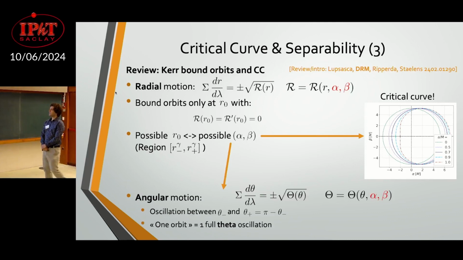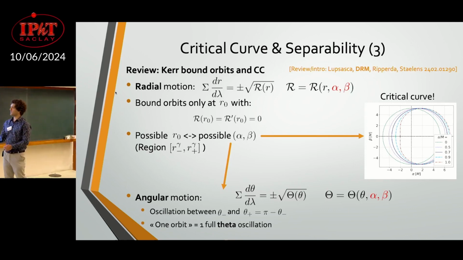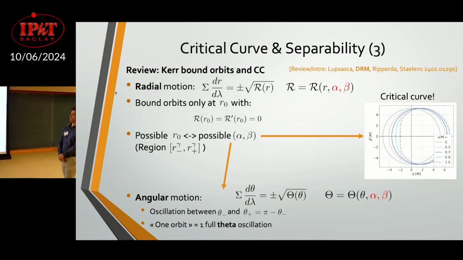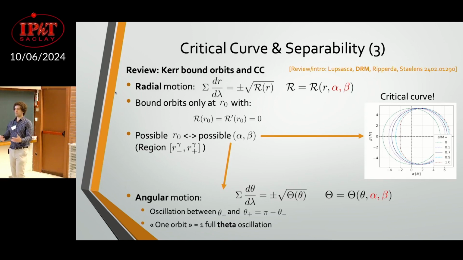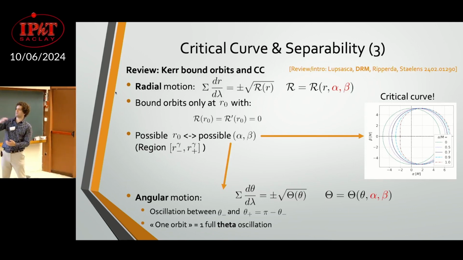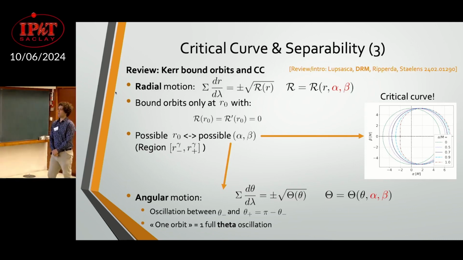Okay, and it also tells you that if you then think of the angular potential and look at what the geodesic on these bound orbits will do, it will oscillate between some minimum value and some maximum value. And so this leads to the nomenclature of saying one orbit is basically one full theta oscillation from theta minus to theta plus and back again. Okay, so that's an orbit.